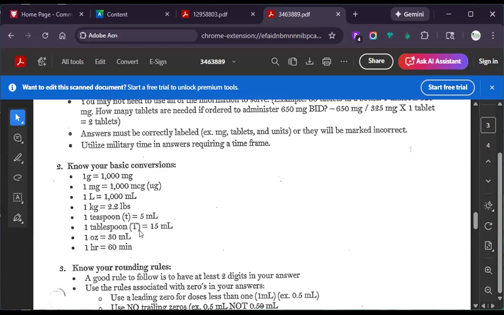You need to know these conversions. They will not be given to you. You're expected to know all of these conversions. Okay. You're expected to know that 1 gram is equal to 1,000 milligrams.